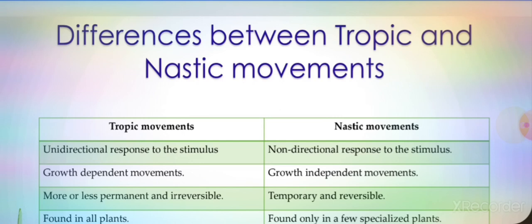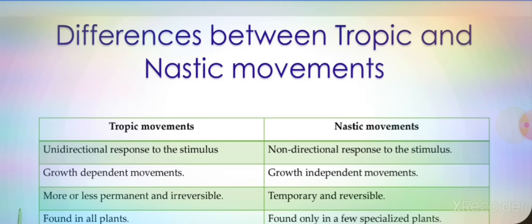And now we will be discussing what are the differences between tropic and nastic movements. Tropic movements, they are unidirectional response to the stimulus. So here, movement in response to a stimulus, that is why it is called response to the stimulus. The plant part or even the whole plant, it grows in one direction towards that stimulus.